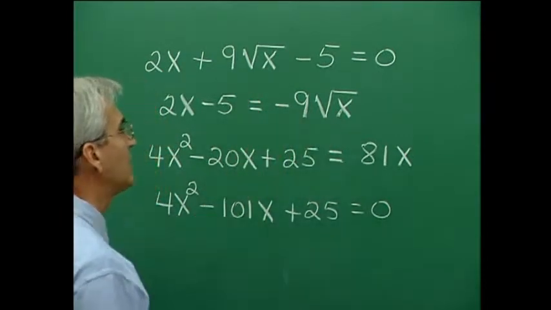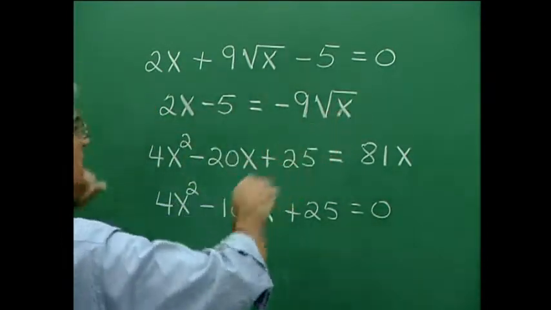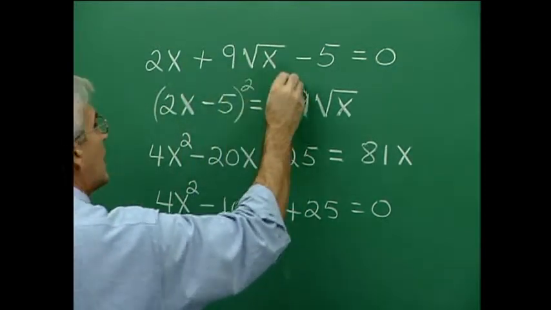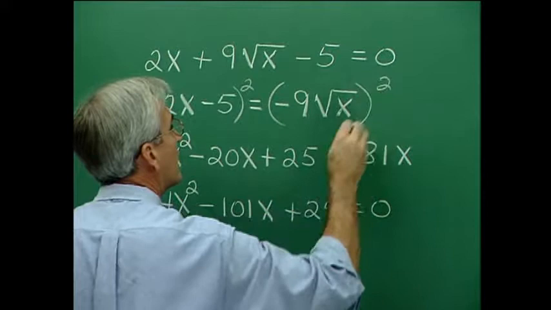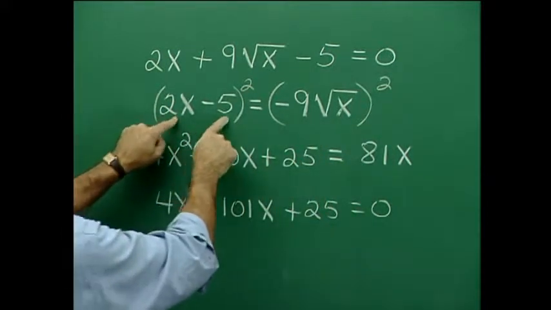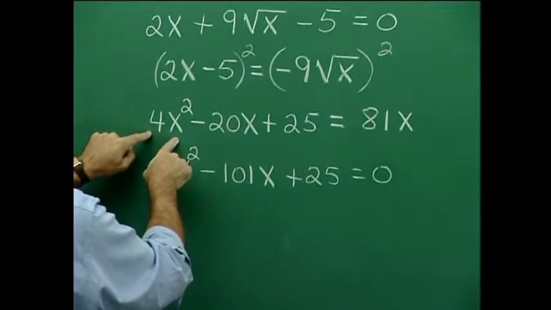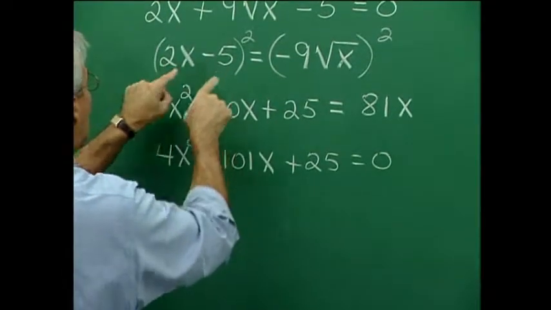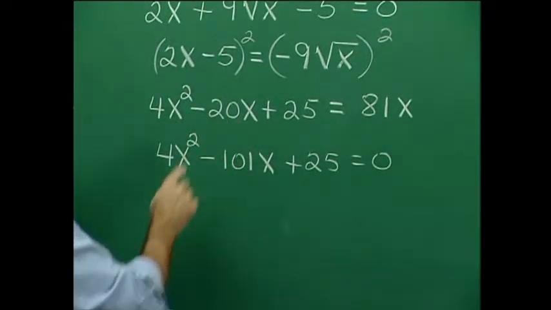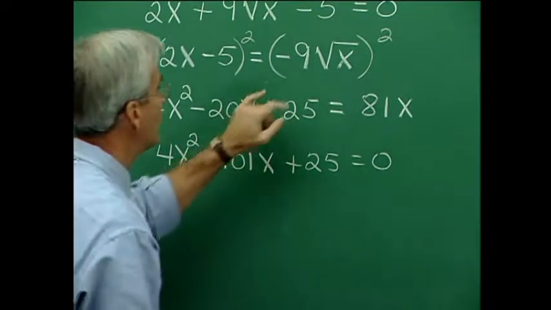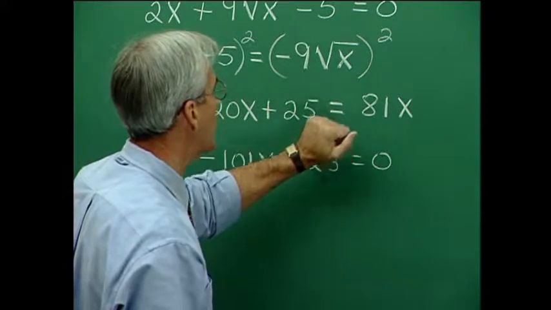So what I might elect to do is just leave the problem as it is and think of it like this. I'm just going to take this side and square it, and this side and square it. Because right now, it's not too tough to square this binomial. Well, let's see what I get. I'm going to square this to get 4x squared. Double this product is minus 20x. And then square the minus 5 to get 25. That's not too tough. And on the right, when I square the -9, I get 81.